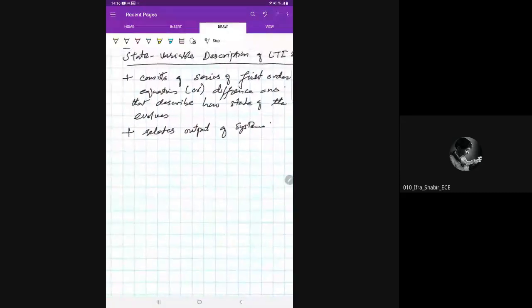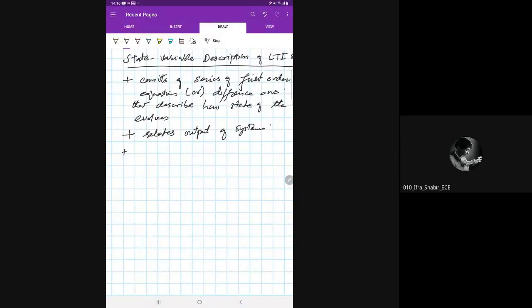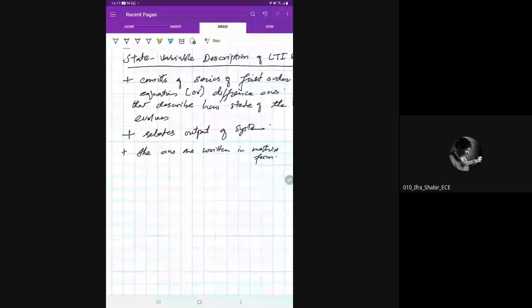Okay, these equations are generally which equations? State variable equations. State variable equations are series of first order differential equations or difference equations, so they are just equations. These equations are written in matrix form. ये generally हम matrix form में लिखते हैं. It is a different form of representing a system, especially when we say linear time invariant system.